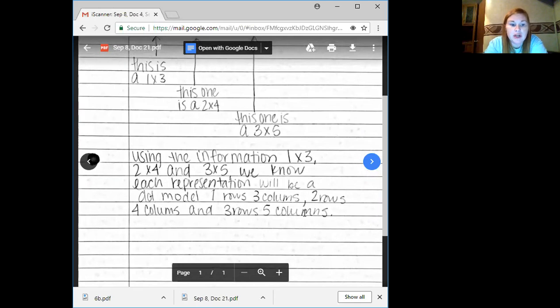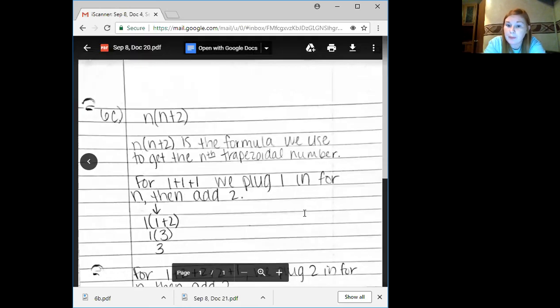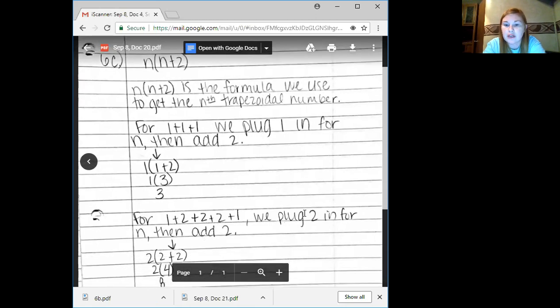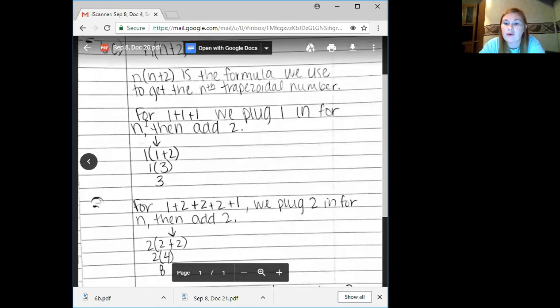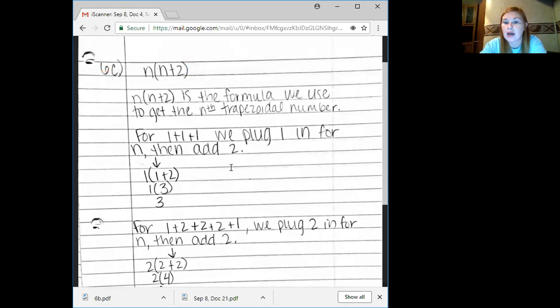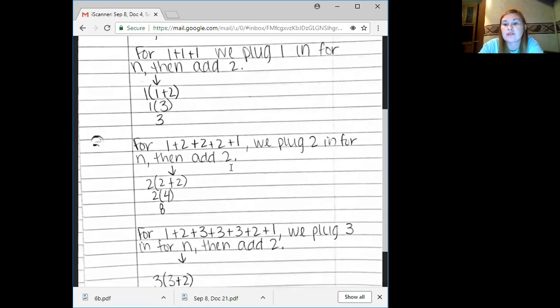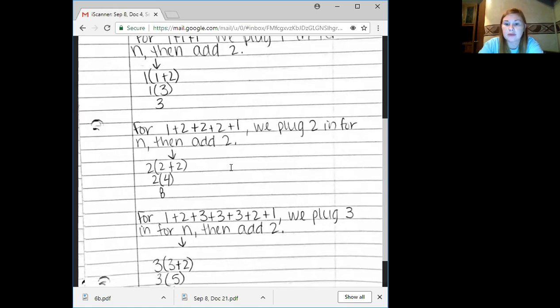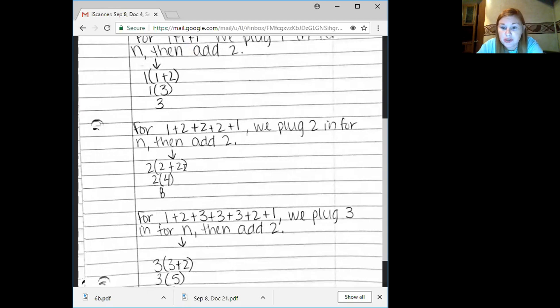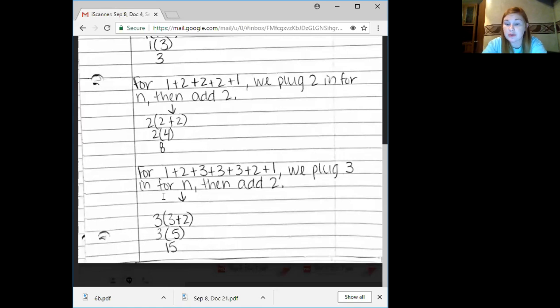And then our last one, we're going to use inductive reasoning to show the general formula used to get the nth trapezoidal number. So it's going to be n times n plus 2 in parentheses. So if you look here, we're going to plug 1 in for n on this first one. So it's 1 times 1 plus 2, which is going to equal 3, which is what 1 plus 1 plus 1 equals. And then we're going to do that also for the second one. We will plug 2 in for n and then add 2 to that as well. So it's 2 plus 2 is 4 times 2, 8. So that also gives us the same answer that we got previously.